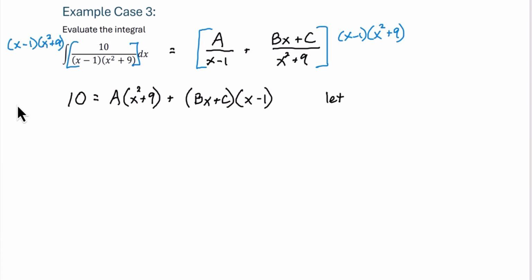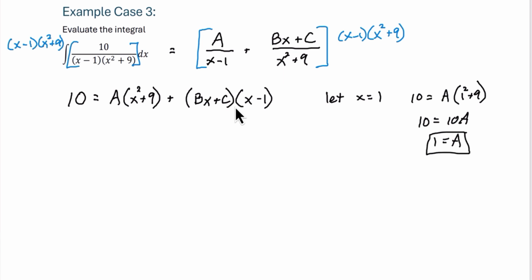Let's let x equal 1. If x equals 1, again, this factor goes to 0, this term goes away, meaning we have 10 equals a times 1 squared plus 9, which is just 10. 10 equals 10a, and then a must be 1. Unfortunately, we can't do that for the other letters. We'll need to distribute this out and equate coefficients.